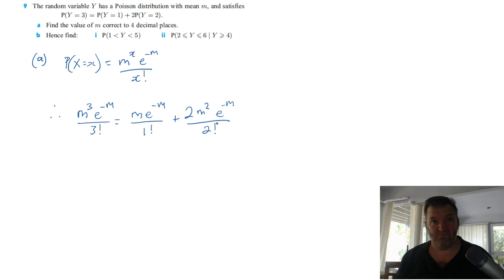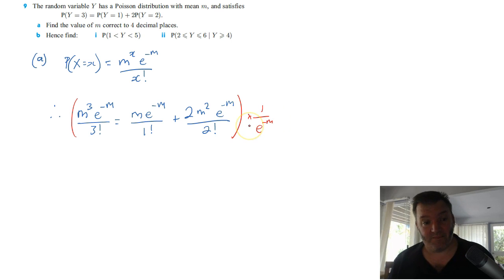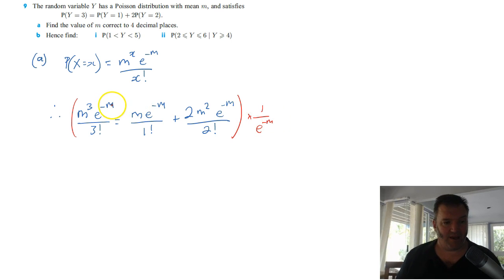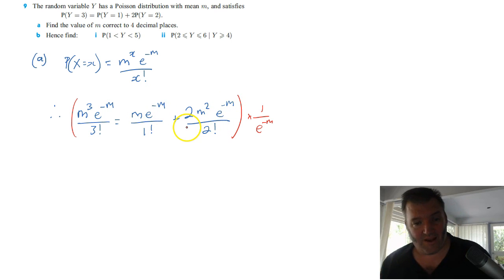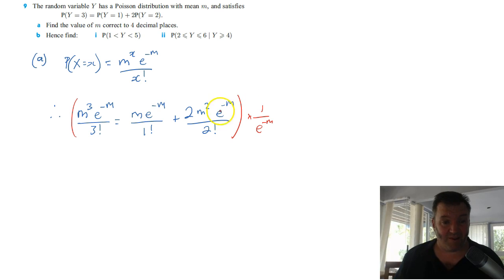Well, a few things are going to cancel here. It's not going to be too bad, is it? First thing you can see is e to the negative m is a common factor. It's on all sides in every term. So if I just multiplied by e to the negative m, then they're all going to cancel, aren't they? Those e to the negative m terms will each cancel, which is great. I could have just multiplied by e to the m and that would have got rid of them.